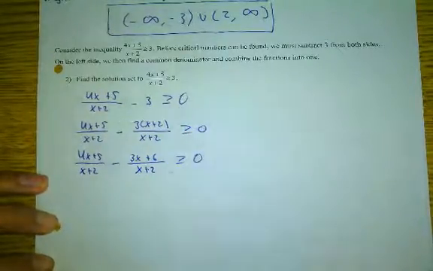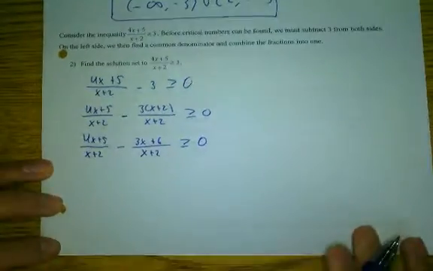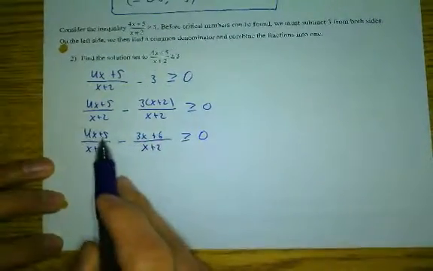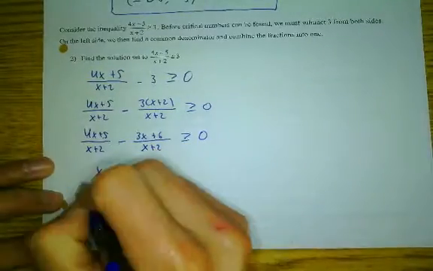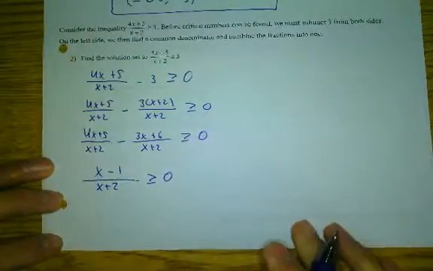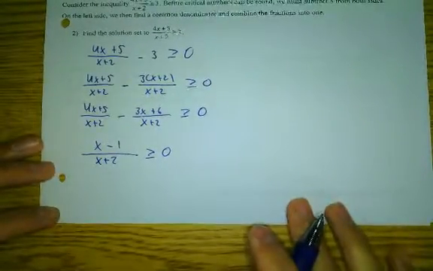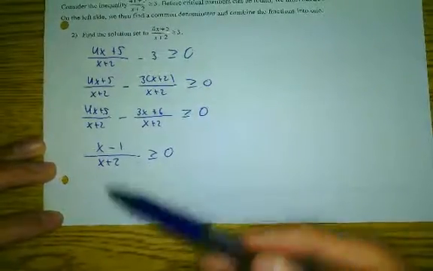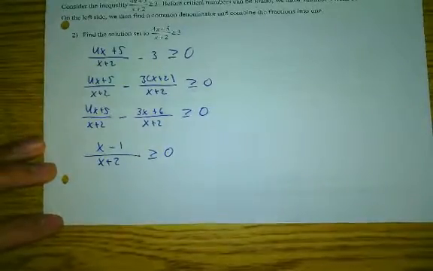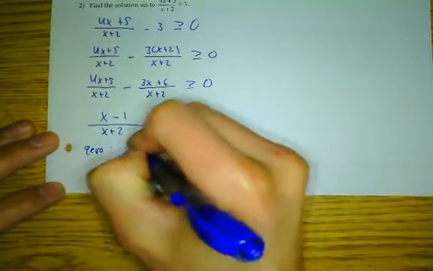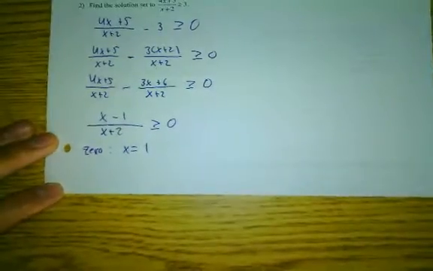And it took you all those steps, but now this looks very similar to the very first example. So your 0 will be located at x equals 1. And you have a vertical asymptote at x equals negative 2. Create your number line. Negative 2, 1.